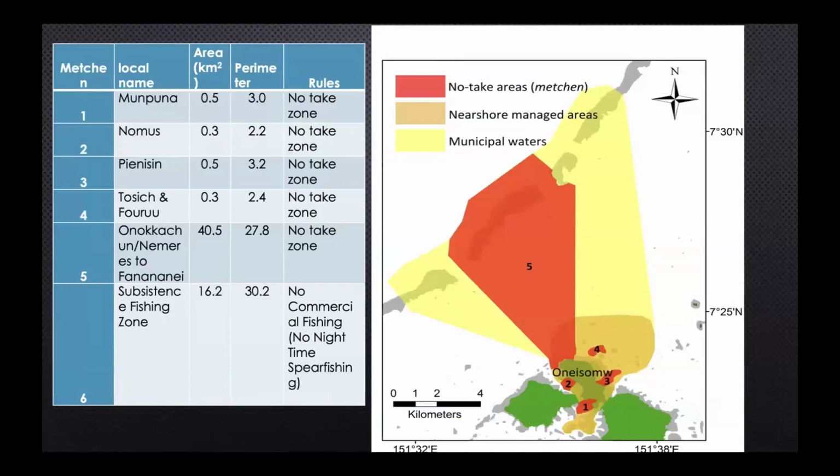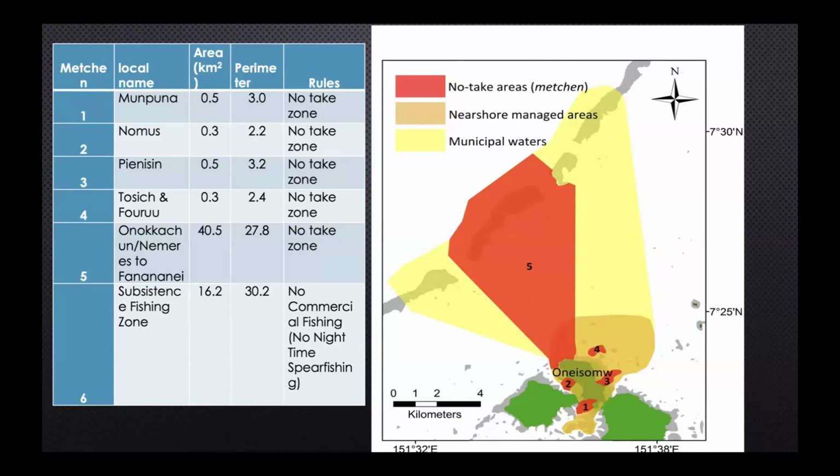So we went back and forth in One. We looked at, like I said, all that different information. We drew all different types of designs on the map. And in the end, we had the Oneisomw Resource Management Committee. This is what they proposed. So I'm going to talk a little bit about this.